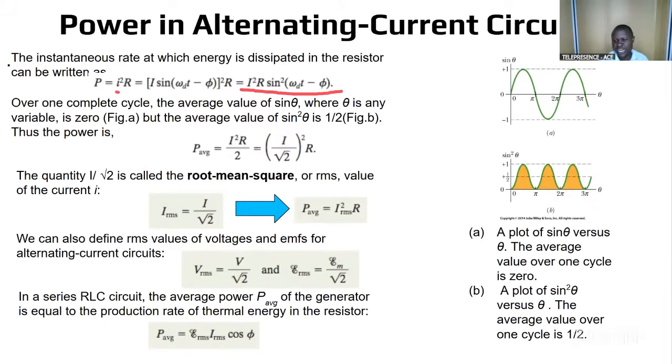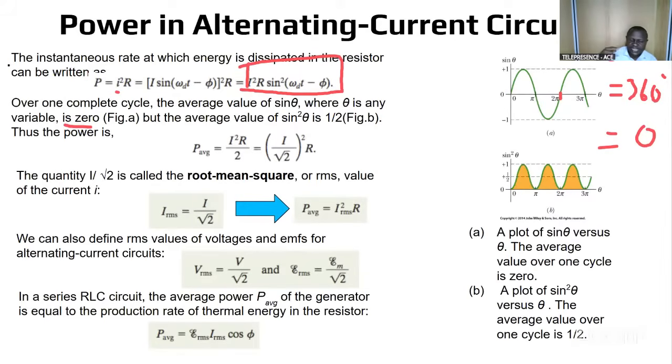Now, over one cycle, that's 2 pi, the average value of sine, because over one cycle theta is equal to 2 pi. 2 pi means 360 degrees. If you take your calculator and press sine 360, it will give you 0. Which means over one complete cycle, sine theta will be 0, where theta is any variable.